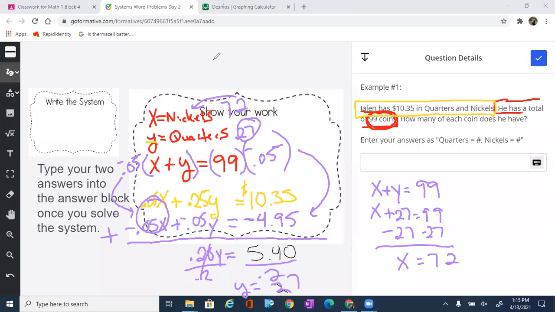27 is the number of quarters. And when we type this answer in, we do need to pay attention to how it's asked. We're going to say, okay, the quarters equal 27, and the nickels equal 72. Okay, and I'm going to plug it in that way.